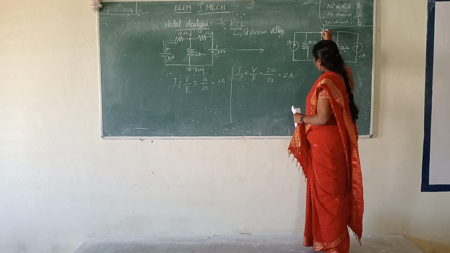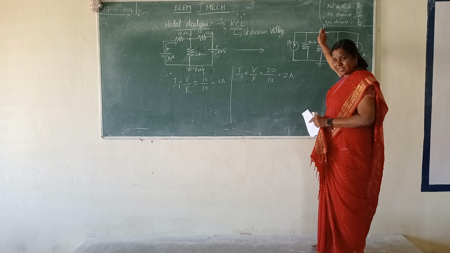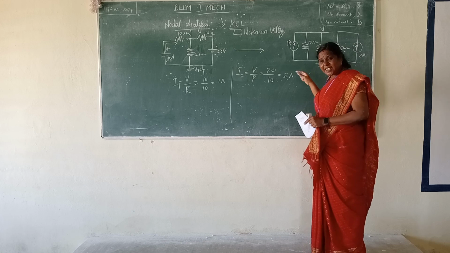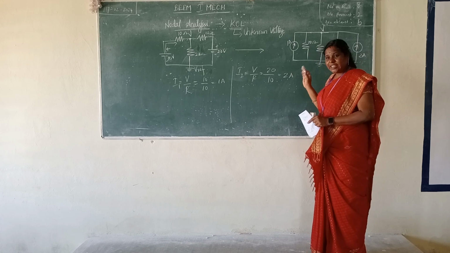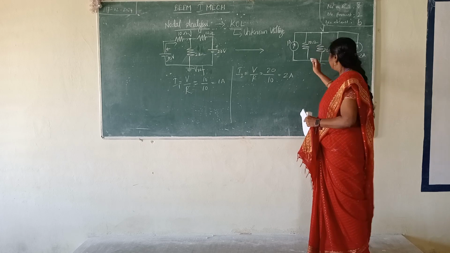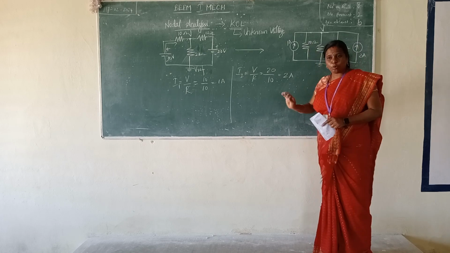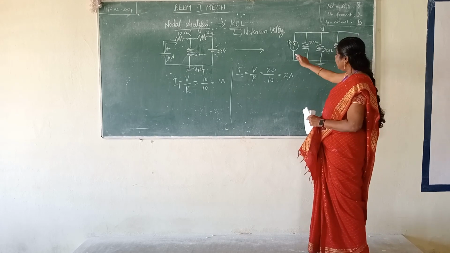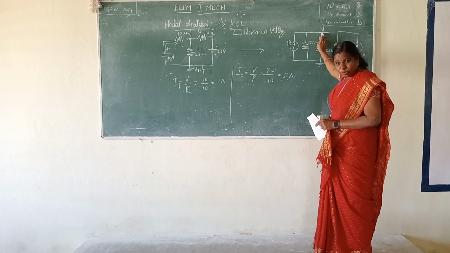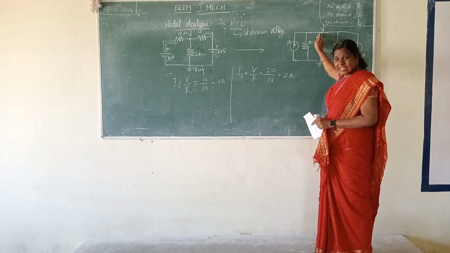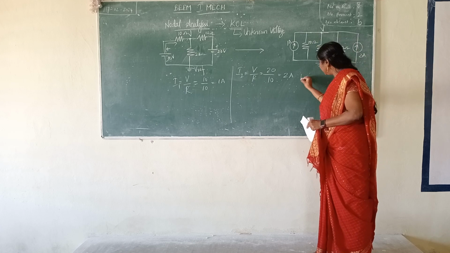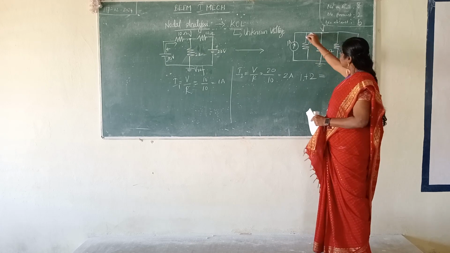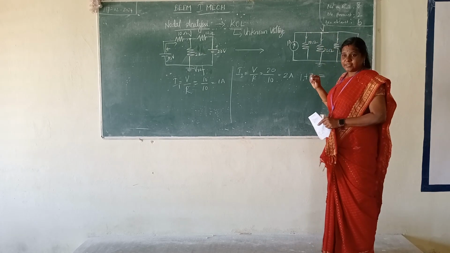Now, what are we going to find out? Voltage at this node. So what is KCL? Sum of the incoming current is equal to sum of the outgoing current. So we consider all the resistors always outgoing currents. What are the incoming currents? 1 ampere is also going inside the node. 2 ampere is also going inside the node. So sum of the incoming currents are 1 plus 2. Consider all the resistors are outgoing currents.